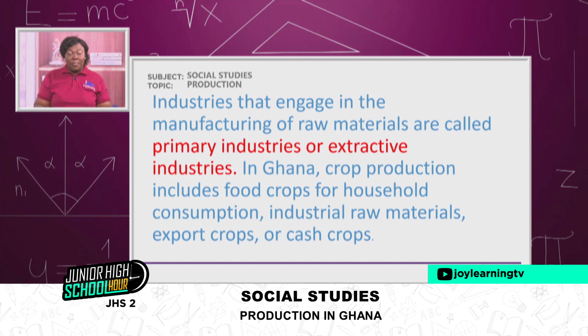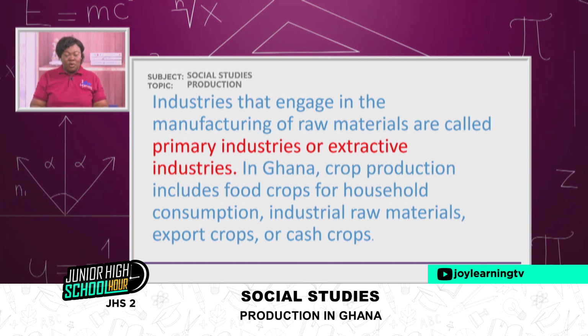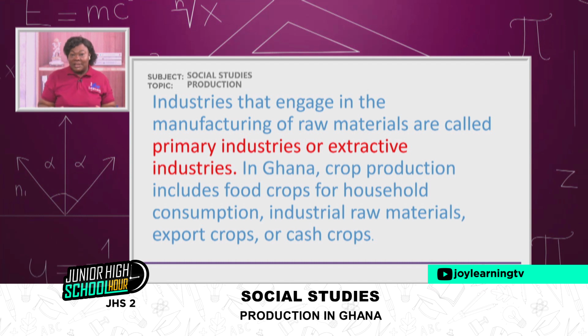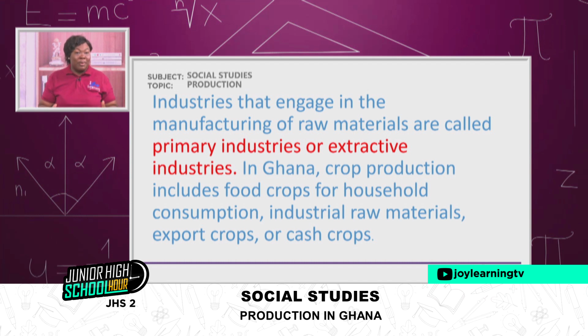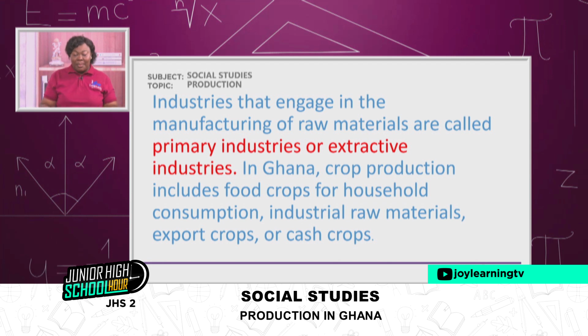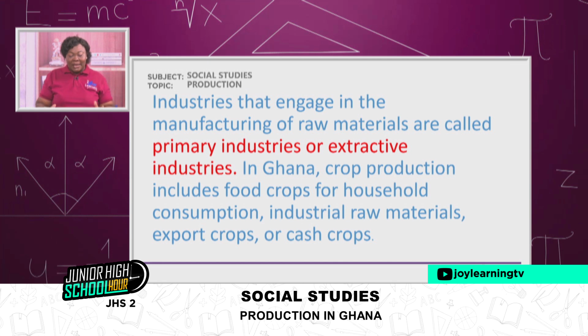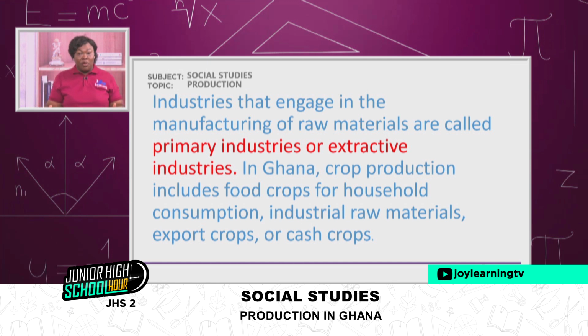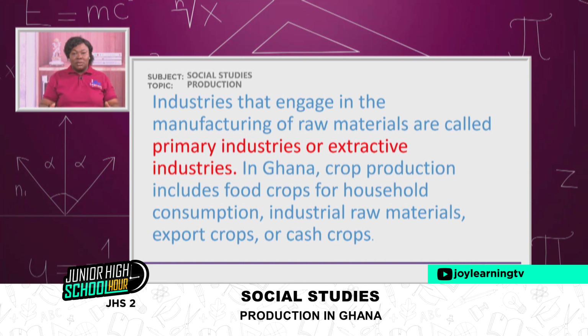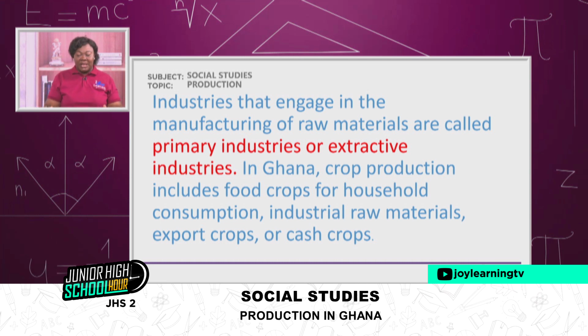In Ghana, crop production includes food crops for household. I'm sure this afternoon, Mommy is going to prepare some hot banku with some fetidechi or a mommy flour, and I know you are going to enjoy it. All these foodstuffs are from the primary industry, from the primary sector. Again, industrial raw materials, the raw materials that are gotten from the primary stage, are used in the industry to prepare items and goods. Again, export crops or cash crops.